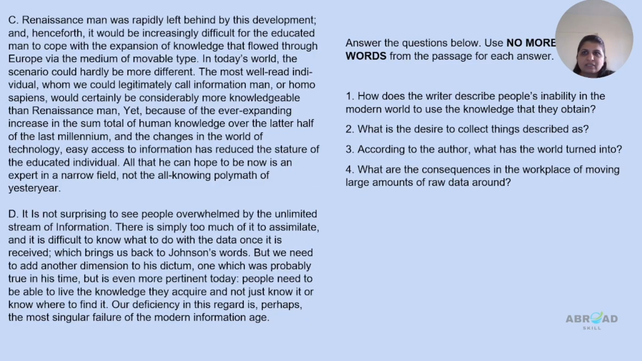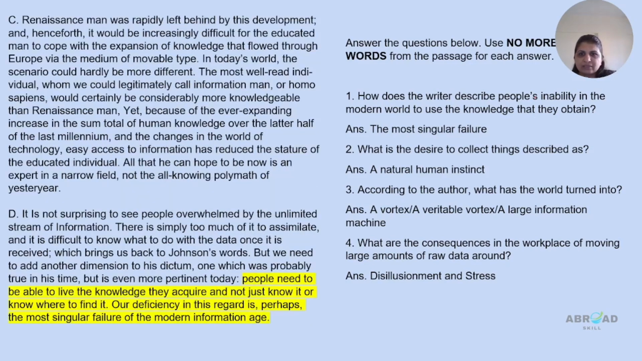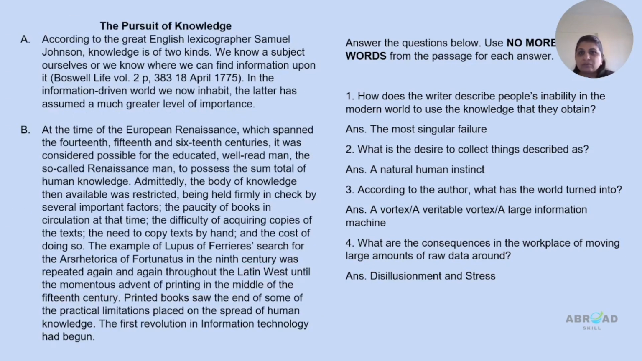Alright, so let's start answering the questions. This is the first one. How does the writer describe people's inability in the modern world to use the knowledge that they obtain? So here we get the answer. It is not the first paragraph, that is passage A. What is it talking about? Paragraph A is talking about, according to the great English lexicographer Samuel Johnson, knowledge is of 2 kinds. So they have just introduced Samuel Johnson over here.